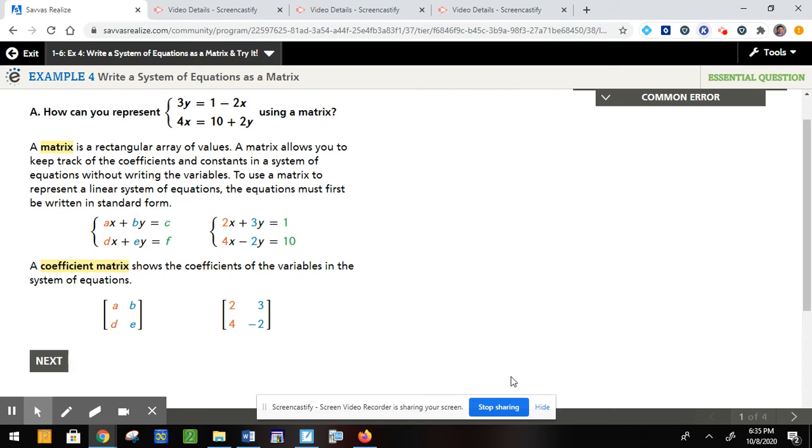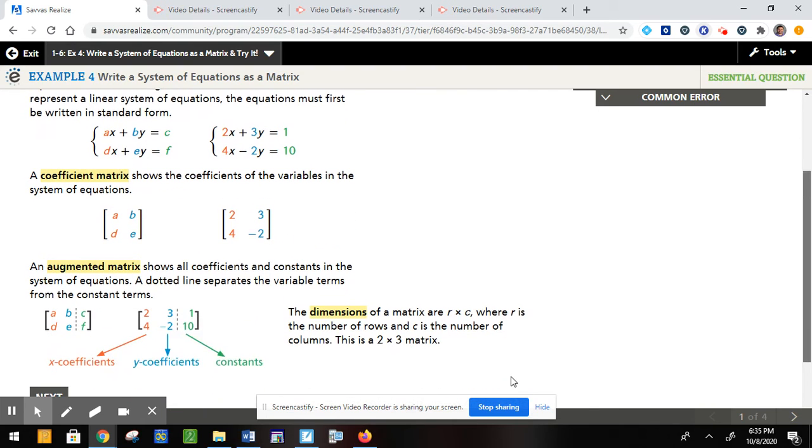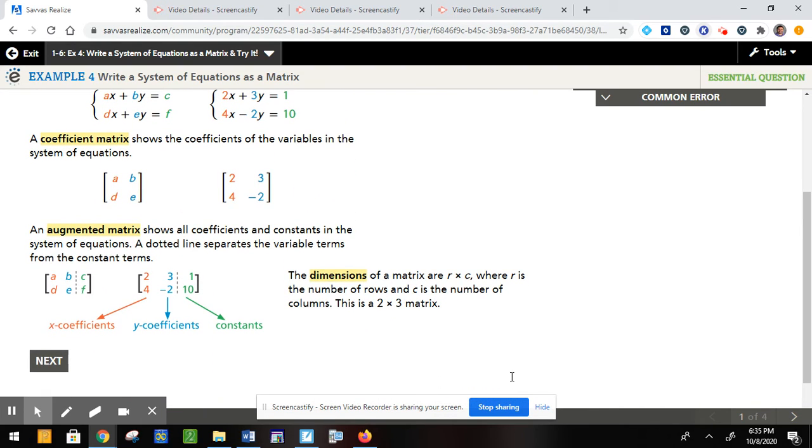You've got 2, 3, 4, negative 2. All right, so that's that. The augmented matrix is going to also then include the constants. So you just take whatever the constants are, which in this case is 1 and 10, and then they become a separate part of the matrix. You have a little line there.